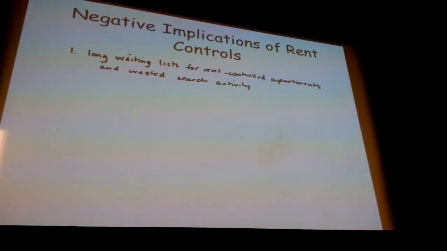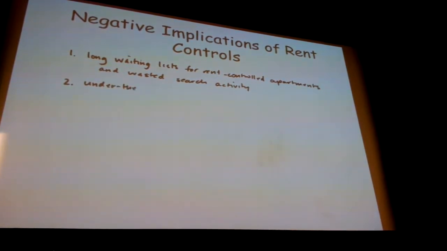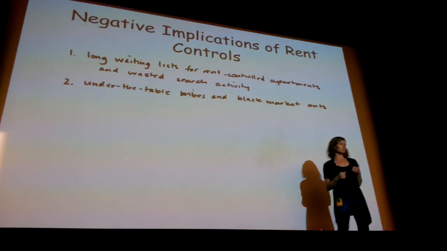The other thing, and I encourage this a lot, especially when thinking about this Econ 1 example, is that with these rent-controlled apartments, there are a lot of bribes. So under the table bribes, and what I'll call black market rent. People get to these landlords and they basically say, I'll pay you an extra $100 a month if you rent this apartment to me.